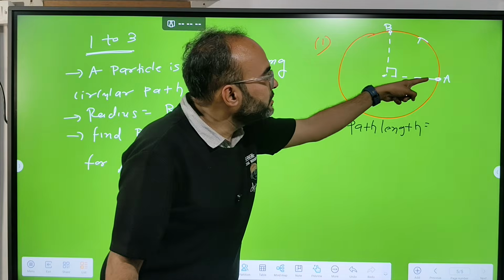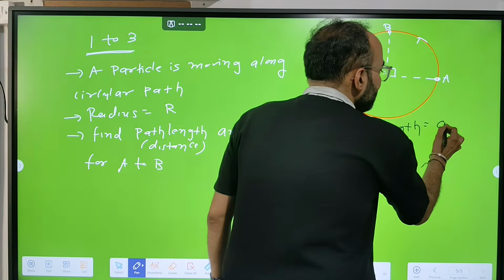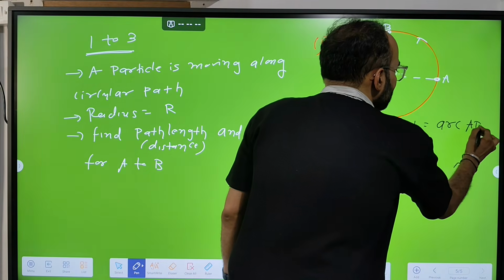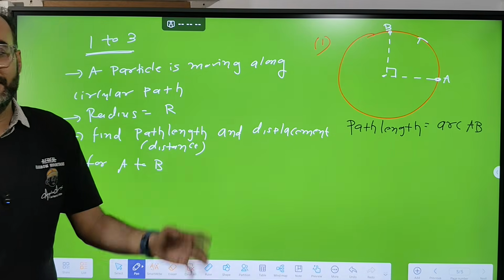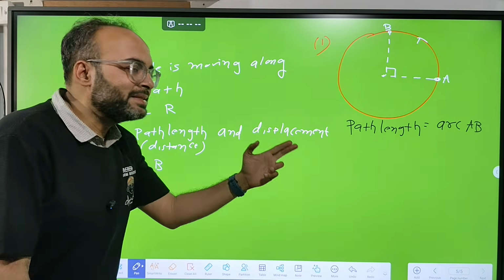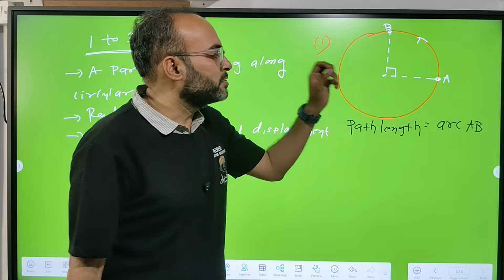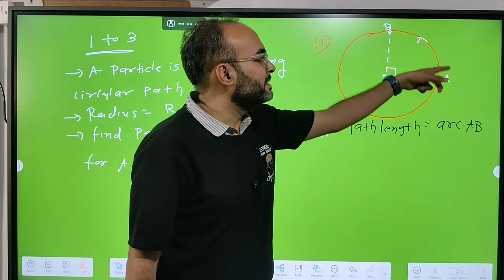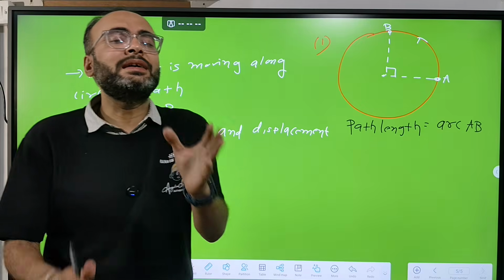And what is this path? Circular. Circular path means what? Arc. So path length is basically arc AB. Again, I repeat, in the case of path length, we consider path. Path is circular, and circular path means arc.